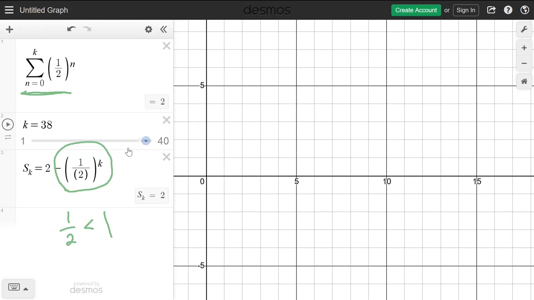And so this term by itself, this 1/2 to the k, that is going toward 0 as k gets bigger and bigger and bigger. And so basically we're subtracting something from 2, but that something we're subtracting is going to 0. So eventually our partial sums approach 2. And as we see here, once we get past 37, the number of digits that they're the same as 2 is really, really, really close. Okay? So let's flip back to the slides.